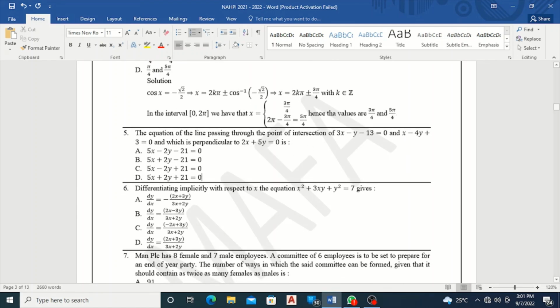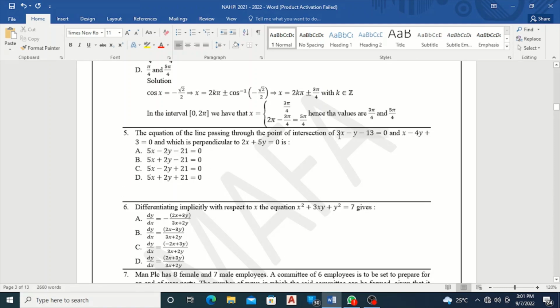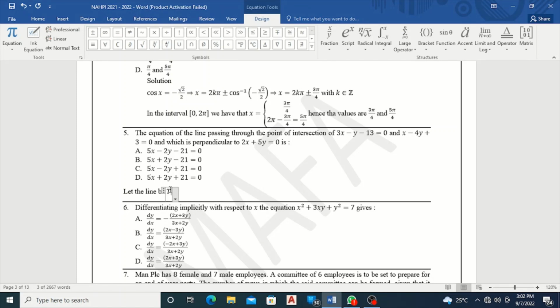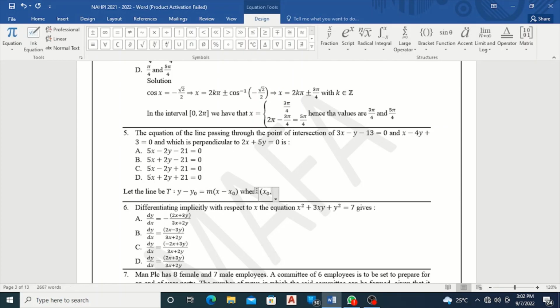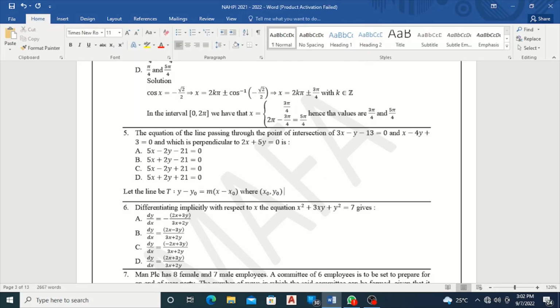Okay, here we have the next question, question 5. The equation of the line passing through the points of intersection of this line and this other line, and which is perpendicular to this line is. So first, let the line be T with equation... Remember that the equation of a line passing through a point and having gradient m is y minus y0 equal to m into x minus x0, where our point x0 y0 satisfies T, and m is the gradient of the line T.